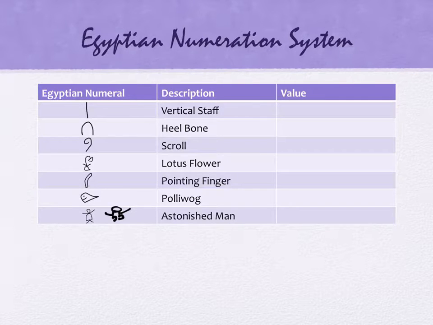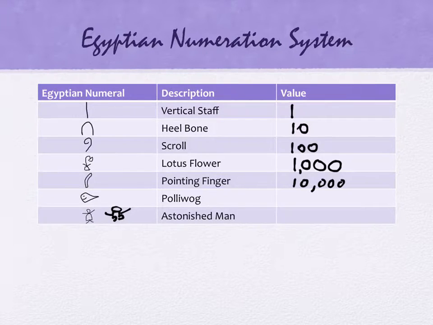So the first one, the vertical staff's value is 1. It's worth 1. A heel bone is worth 10. A scroll is worth 100. Thinking in terms of patterns, what do you suppose a lotus flower is worth? 1,000. And a pointing finger? 10,000.